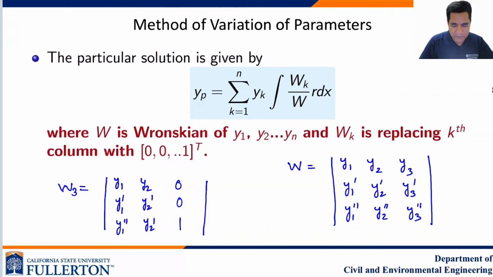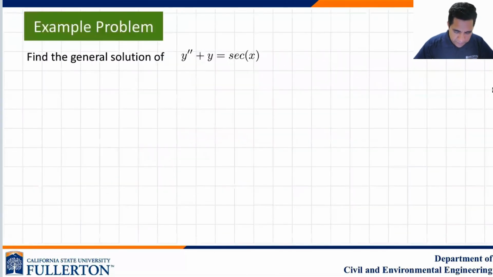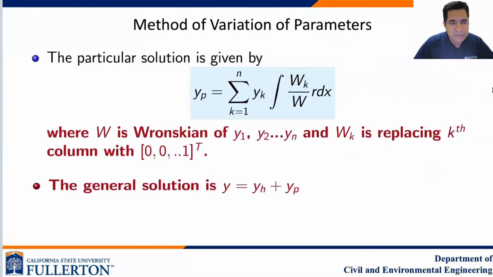And once we have the W values, we can write the yp depending upon the order of the equation. If it is second order, it will have 2 terms. If it is third order, it will have 3 terms. So these terms, if you open it up, are y1 times the integral of W1 divided by W, R(x) dx, and y2 times the integral of W2 divided by W, R(x) dx, and so forth. Once we find the yp, the general solution is going to be yh plus yp.